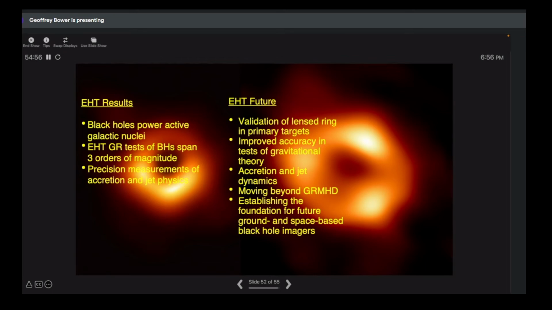In the nuclei of normal dormant galaxies, low luminosity AGN, there is a black hole sitting there like Sagittarius A star. We're testing general relativity and black hole models over 3 orders of magnitude in mass, and providing really unique constraints. And we are pushing the boundaries for accretion and jet physics, and making precision measurements in that space. And so there's a huge amount to come in those areas. So I'll stop here, and I'm happy to take some questions.